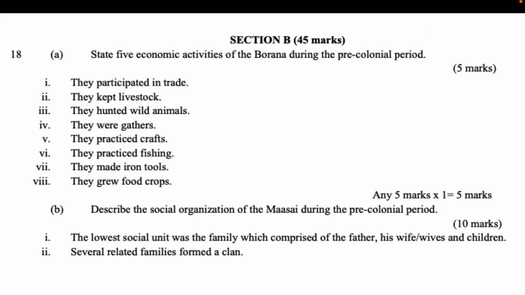B. Describe the social organization of the Maasai during the pre-colonial period. 10 marks. The lowest social unit was the family, which comprised the father, his wife. Any 5 points x2 equals 10 marks.